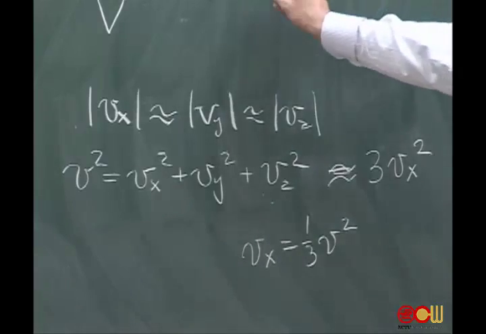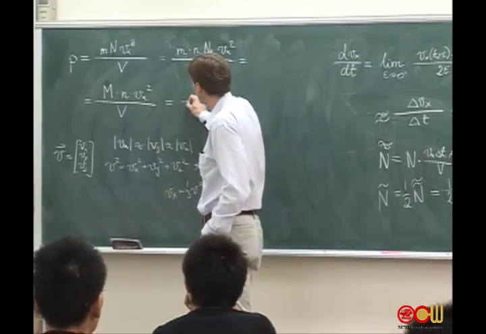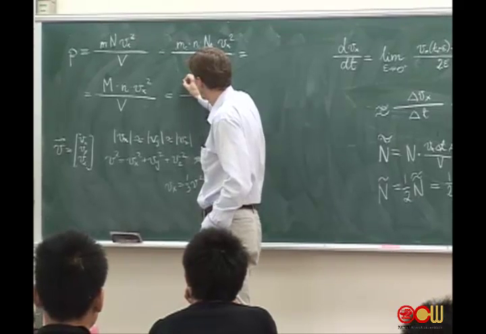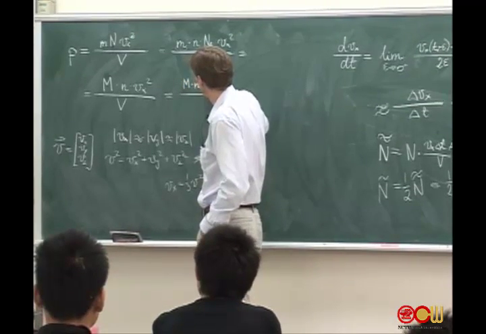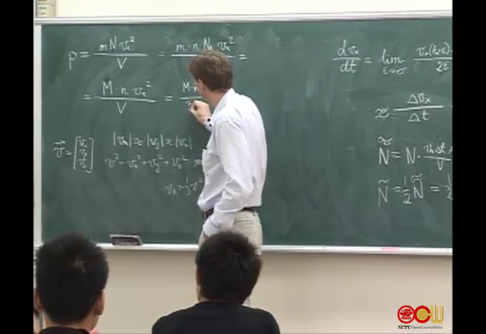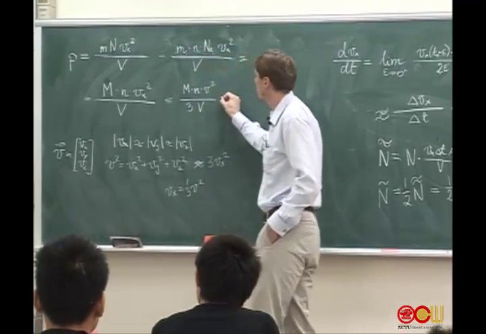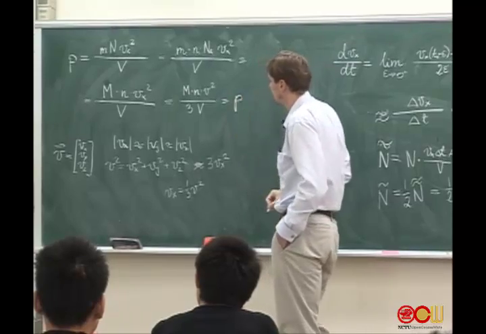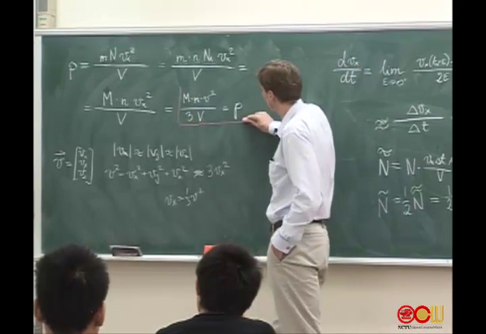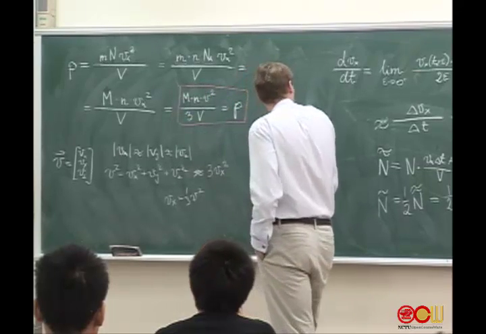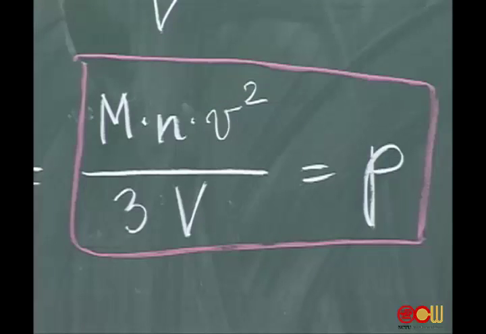Then I can plug this one here. And I'm finding that m times n times average speed squared divided by 3V is equal to pressure. That's an important equation. And now I'm going to play with this equation for a moment longer to get 2 important formulas.